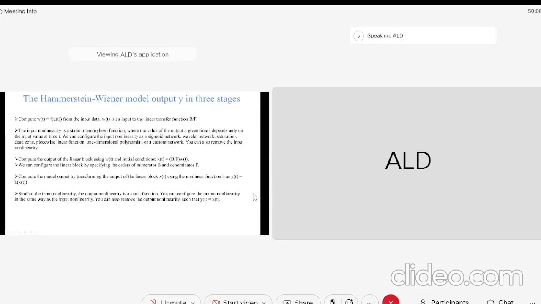So this is the actual model output for 3 different stages. We compute w(t) equal to f of u(t) from the input data, where w(t) is the input of the linear transfer function, that is the B by F block diagram. The input non-linearity is static, a memoryless function, where the output value is given at the same time only. Then compute the output of the linear block using w(t) and the initial condition x(t), which is B by F into w(t). We configure the linear block by numerator and denominator, B and F. Then compute the model for the linear block and, using the nonlinear function h, y(t) equal to h of x(t). As I said, the output non-linearity is a static function, so we can also remove it, such that y(t) equals x(t). In this manner we can remove the output non-linearity.